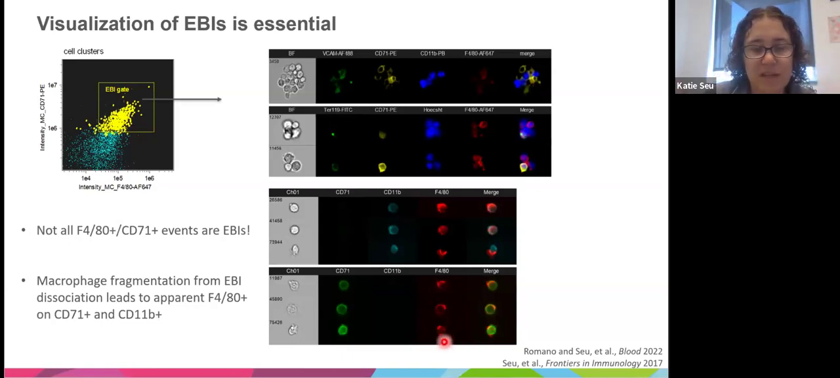So this is an important thing to keep in mind, and a good reason to always, if you have access to an image stream, maybe just once put your flow panel in the image stream once, just to see if the populations you're gating on are what you think they are.